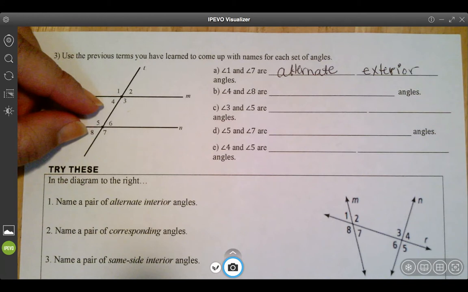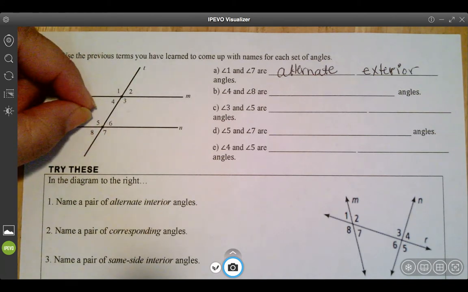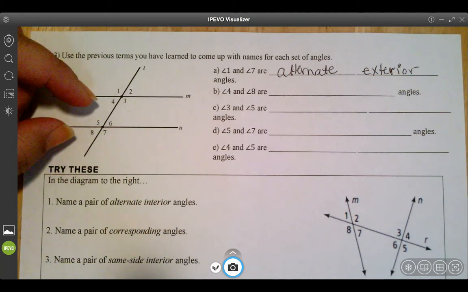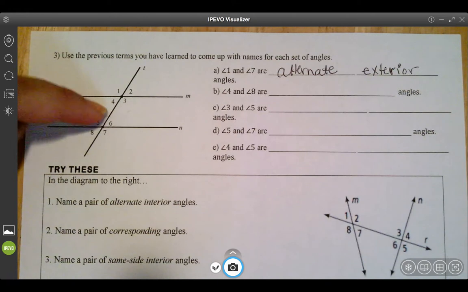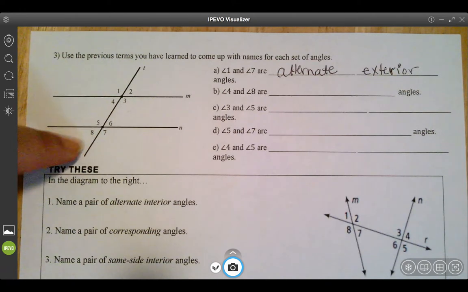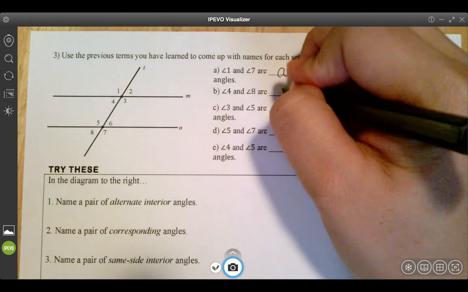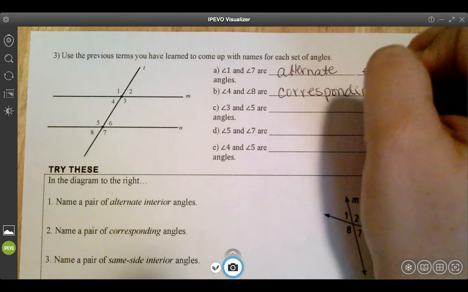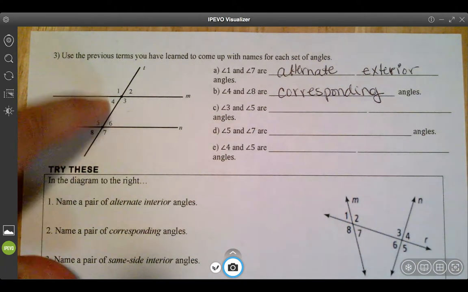Okay, they're on the same side of the transversal, but they're also not both inside or outside. So they're on the same side of the transversal, but they're also both below the lines that the transversal crosses. And so we can say these are both down and left, so those are in the same spot. They are corresponding. Corresponding, they're both down and to the left of the points of intersection.